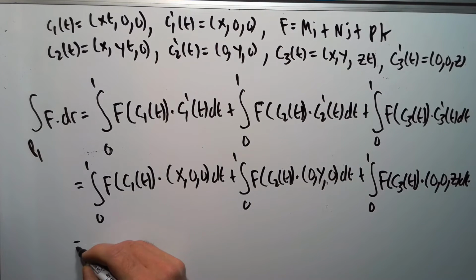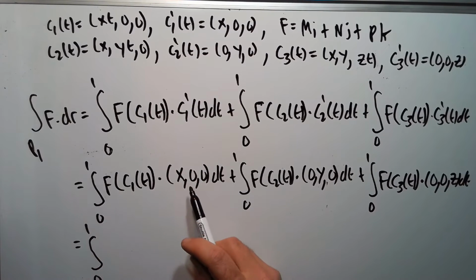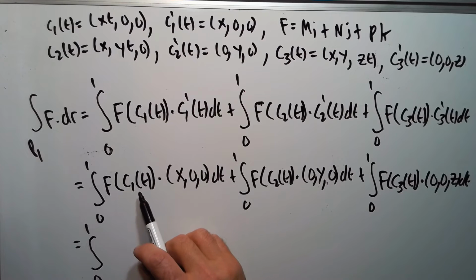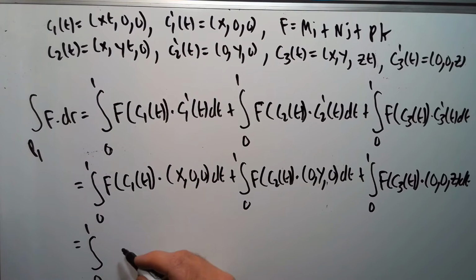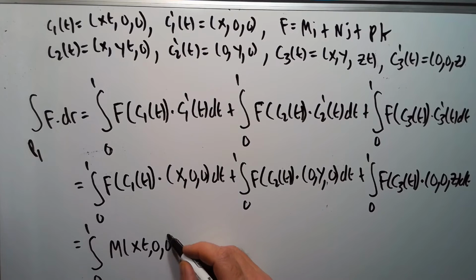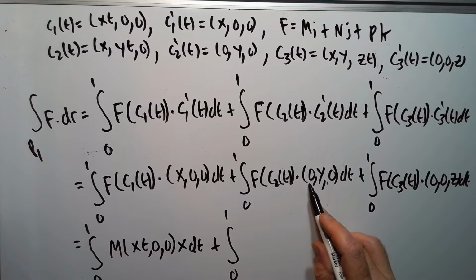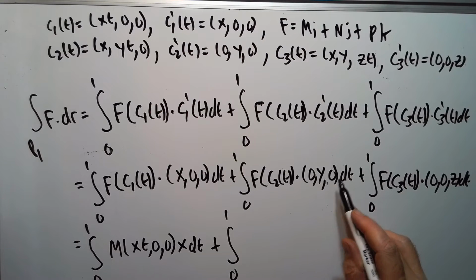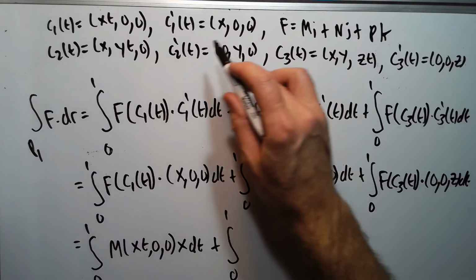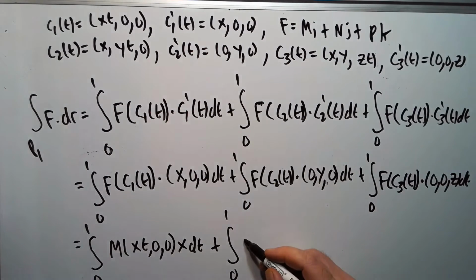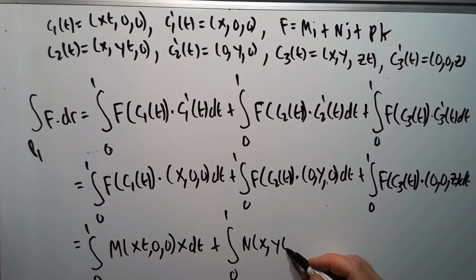And f is the i, j, k over here, it's going to pick up the m guy. So the first one will be the integral 0 to 1. So it's going to be the i component times x evaluated at C1, which is x t, 0, 0. So it's going to be m of x t, 0, 0 times x dt for that one. Then the next one is picking up the j component because the i and k are 0. So it's going to be the j component, which is the n guy, evaluated at our C2. So our C2 is x, yt, 0. So it's going to be n of x, yt, 0 times y dt.